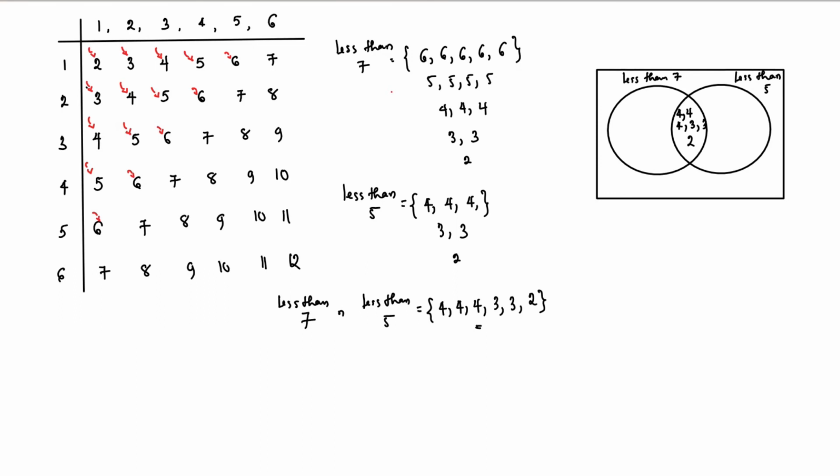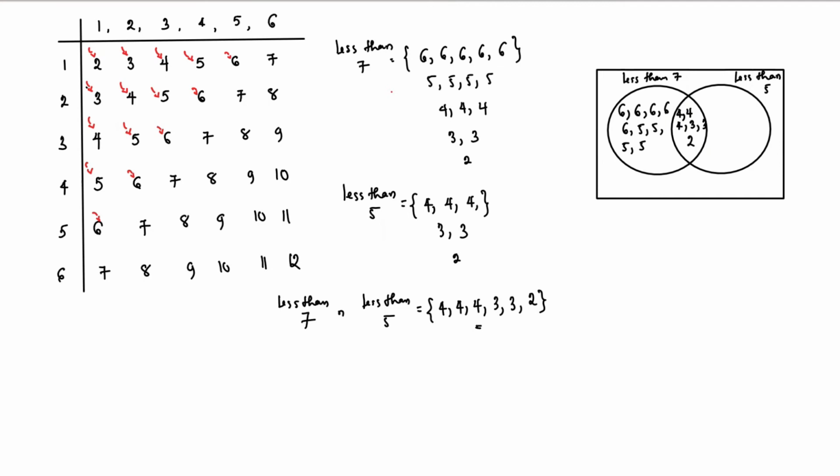So what are the values that are less than 7? We have 6, 6, 6, 6, 6, 5, 5, 5, 5, and we already have 4, 4, 4, 3, 3, 2. And for the values that are less than 5, you can see that everything right here is inside the intersection, and this is the Venn diagram that represents our question.